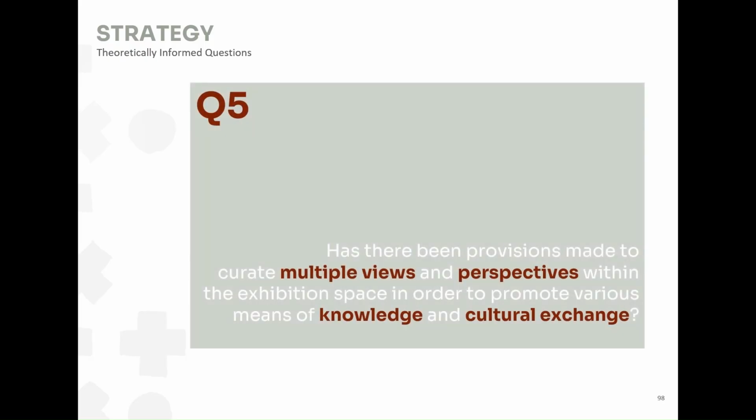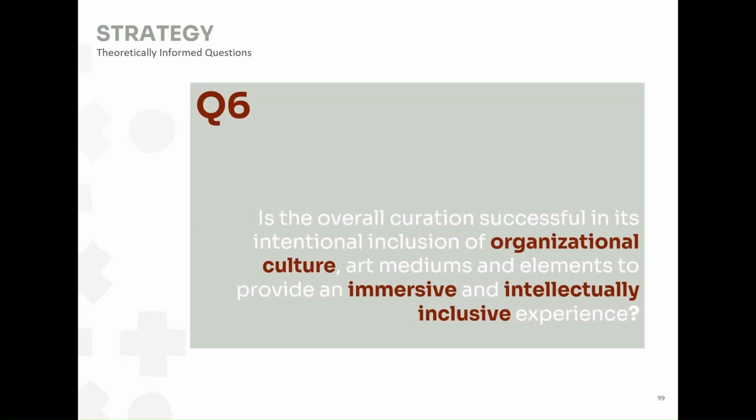Question 5. Has there been provision made to curate multiple views and perspectives within the exhibition space in order to promote various means of knowledge and cultural exchange? Question 6. Is the overall curation successful in its intentional inclusion of organizational culture, art mediums, and elements to provide an immersive and intellectually inclusive experience?